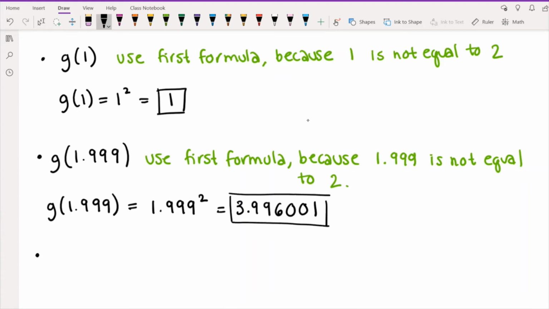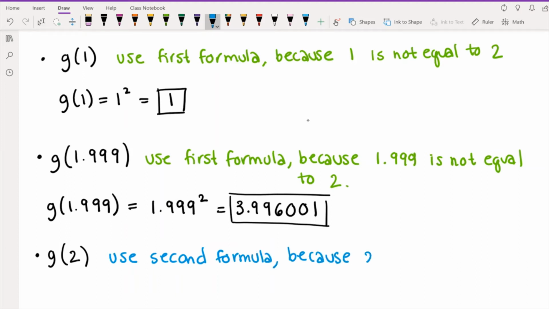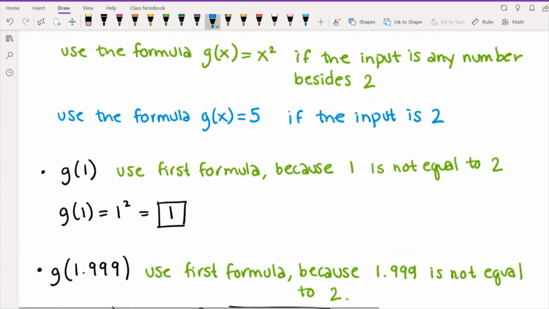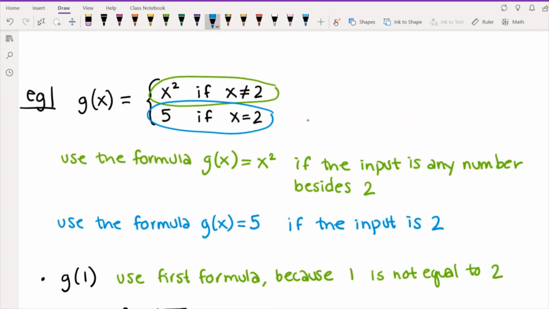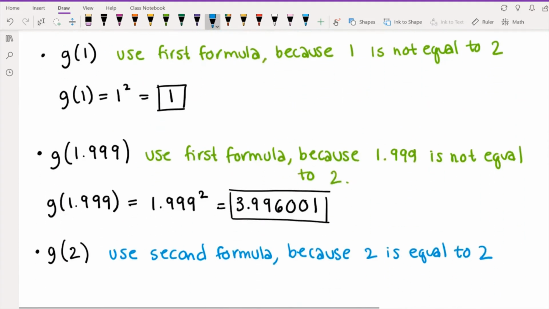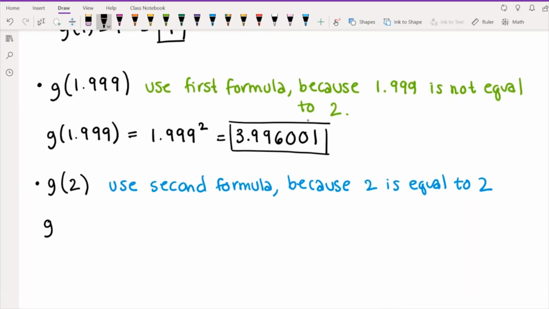And then finally, if we actually wanted to evaluate g of 2, that's the one where we use the bottom formula, or the second formula, because 2 is equal to 2, right? Because we're actually plugging in the special number this time. And so what does the second formula tell us? Well, it says that it's just 5, right? The output is just 5. So g of 2 is just going to be equal to 5. So there's not really any algebra or arithmetic to do, it's just equal to 5.